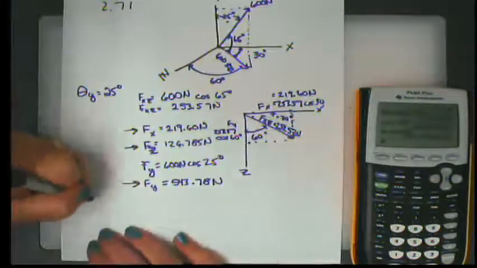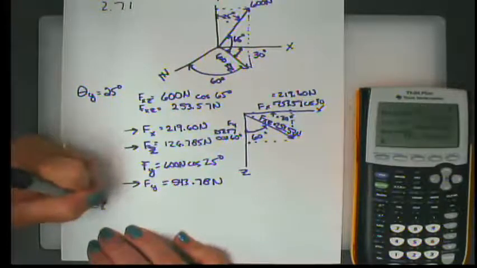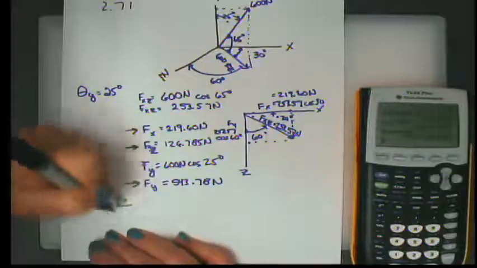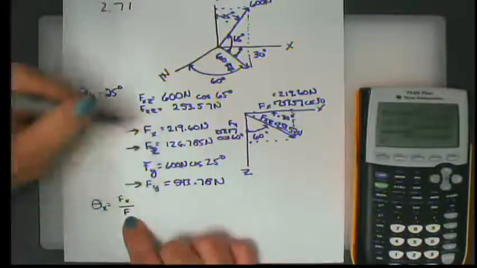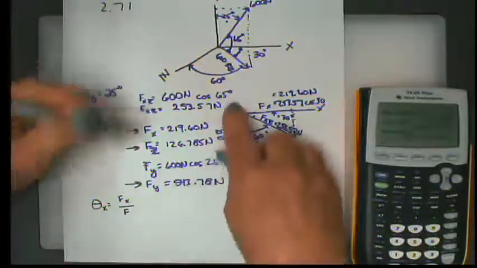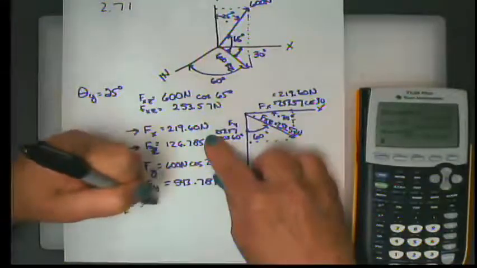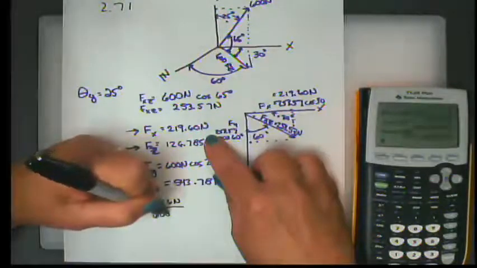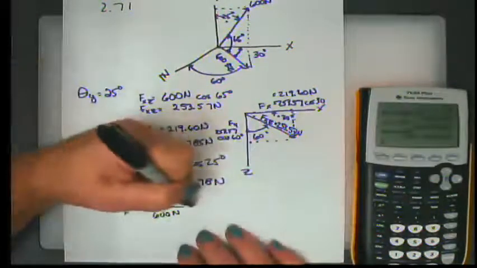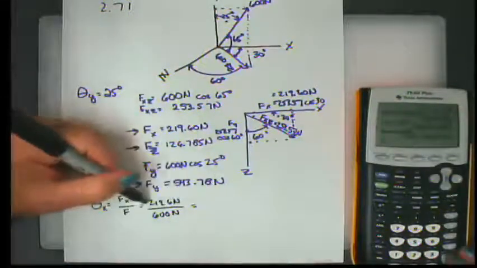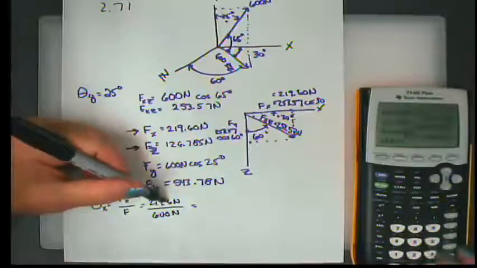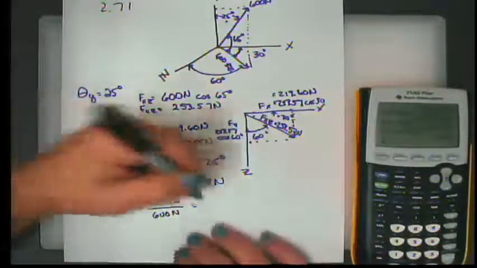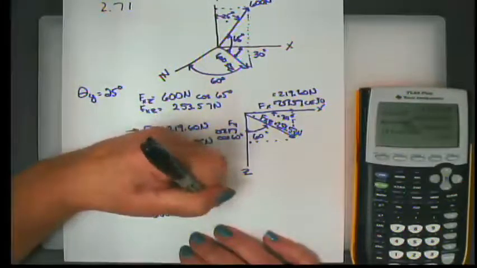If you remember my directional cosines, theta x, I know, is equal to my component in the x direction divided by the entire force, the resultant. So in other words, here I would have 219.6 newtons divided by 600 newtons. And since I have newtons on top, newtons on bottom, the units go away, which is important for directional cosine. Cosines are dimensionless. So this value is 0.366.